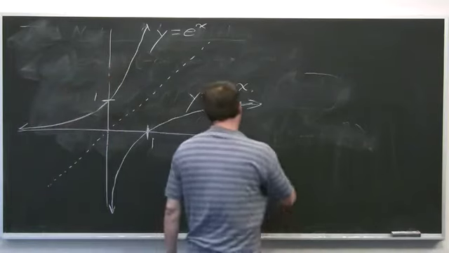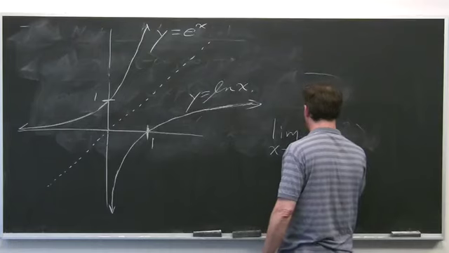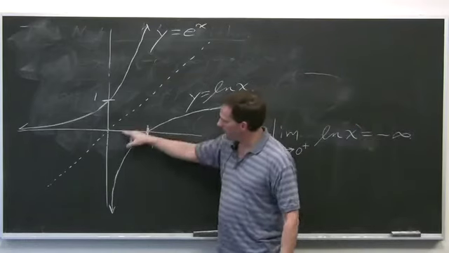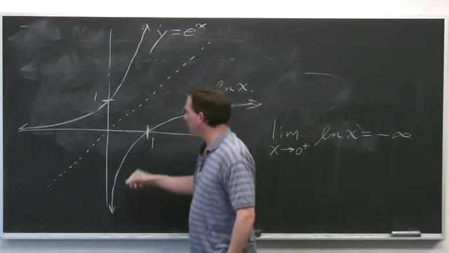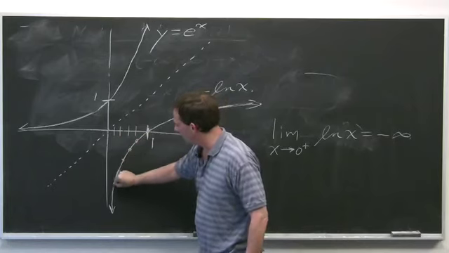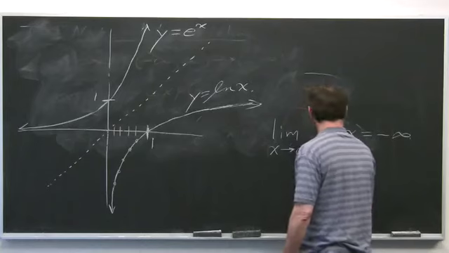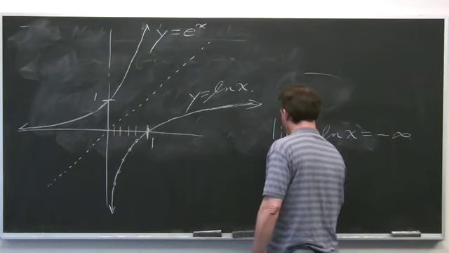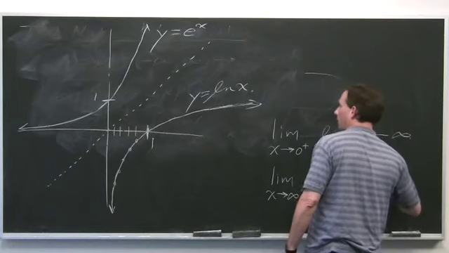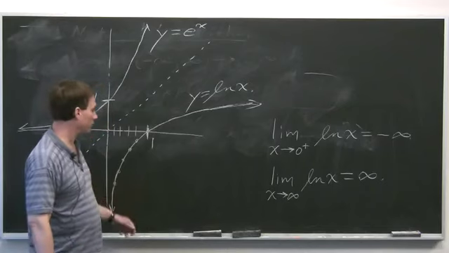What else do we see? We see that as x approaches 0 from the right, ln of x approaches negative infinity. That's as the x values are getting closer and closer to 0 from the right, the corresponding y values are getting arbitrarily negative. As x approaches infinity, natural log of x approaches infinity. It does it fairly slowly, but it also approaches infinity. And certainly the natural log of 1 is 0.